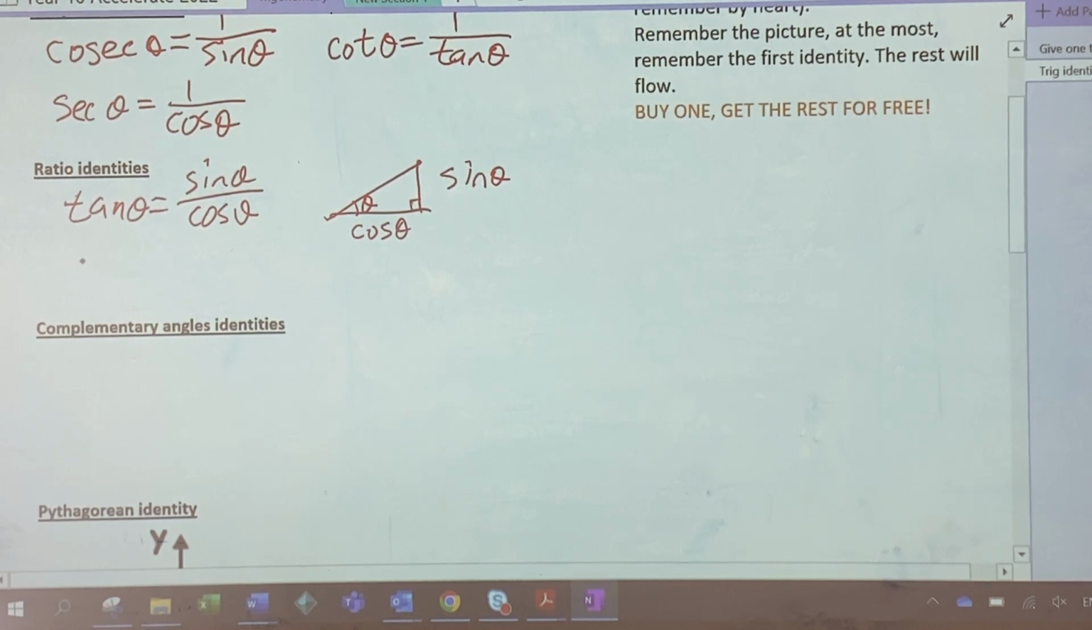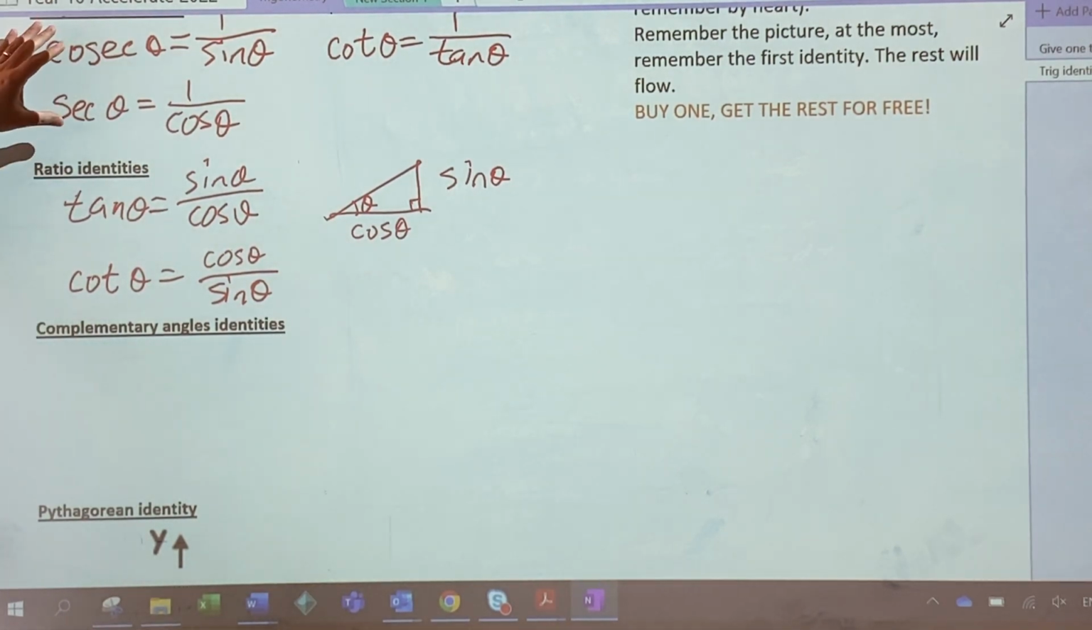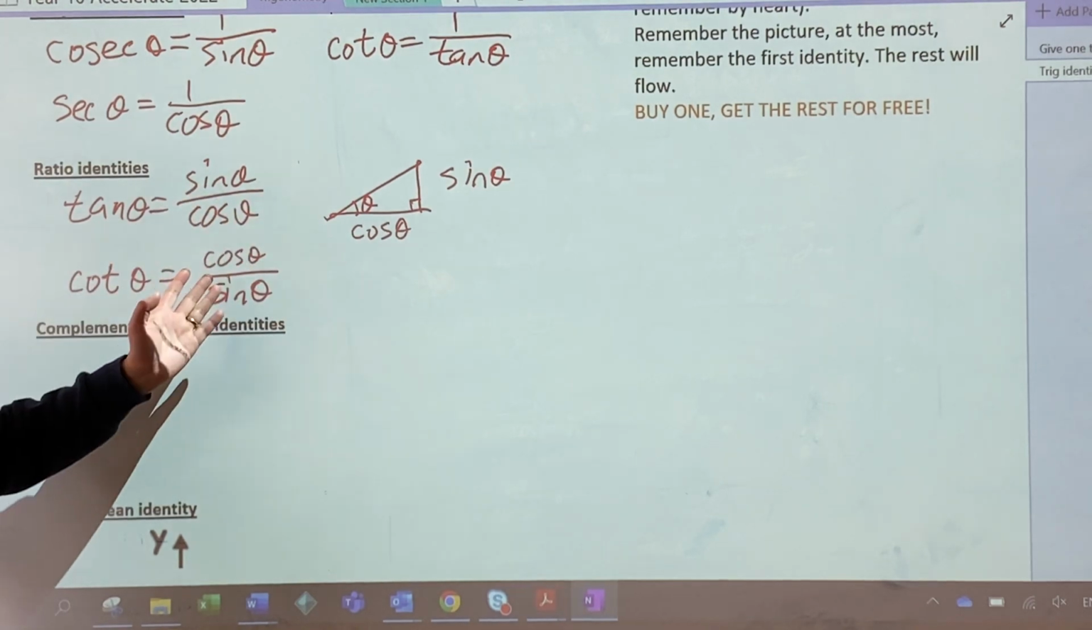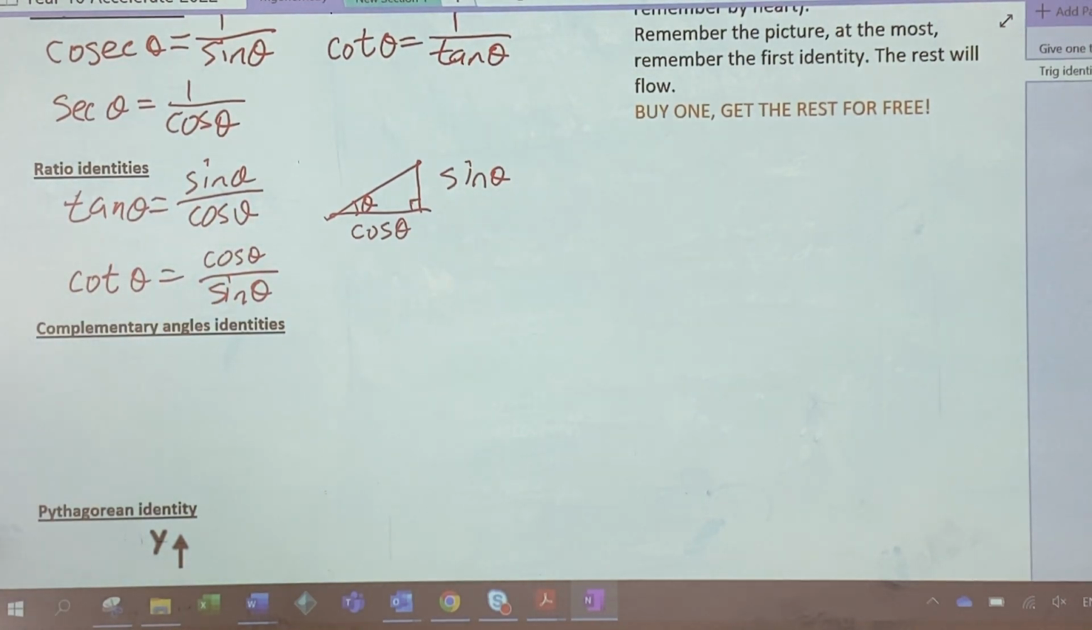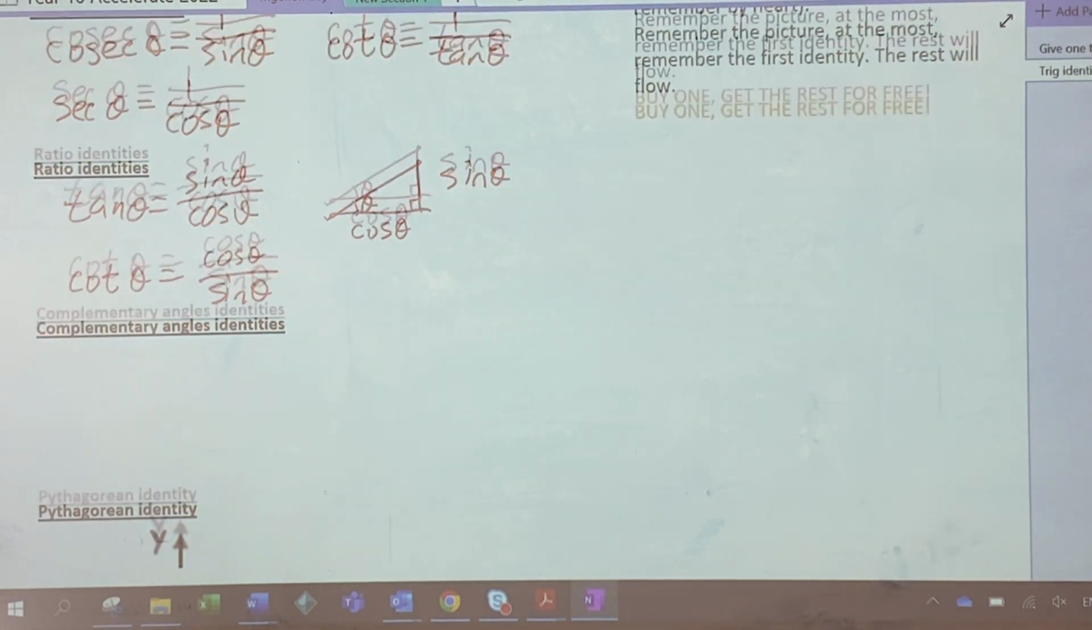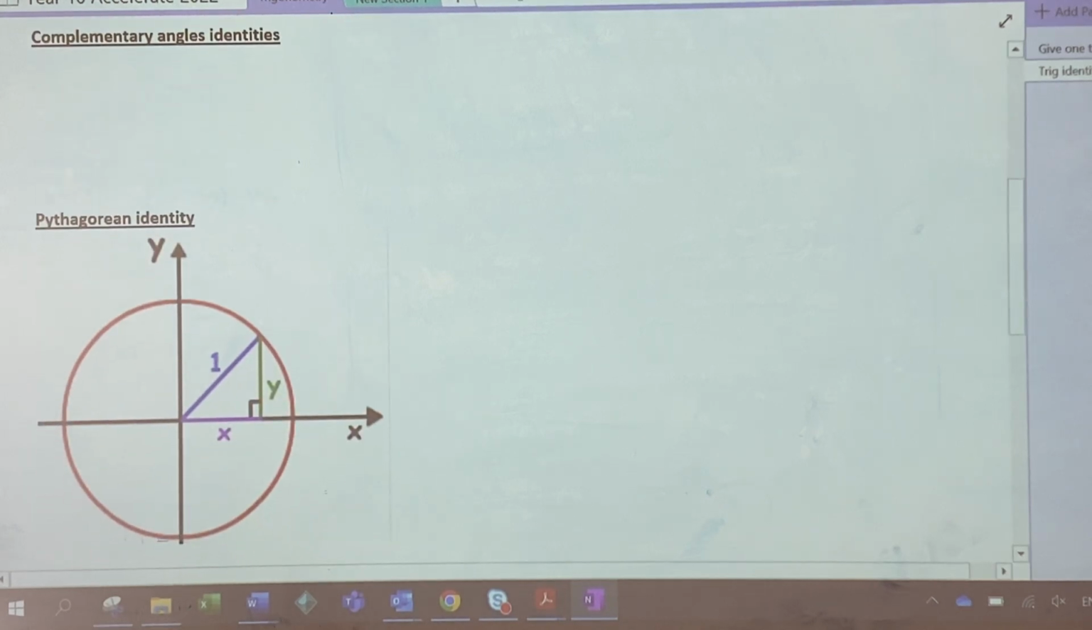So tan theta is this, and cot theta is the reciprocal, cos theta over sine theta. All good? So today is heaps of identities, but I really don't want you guys to memorize this by heart. Reciprocal, rise over run, reciprocal again. Okay, one more. All of this is revision so far, right?